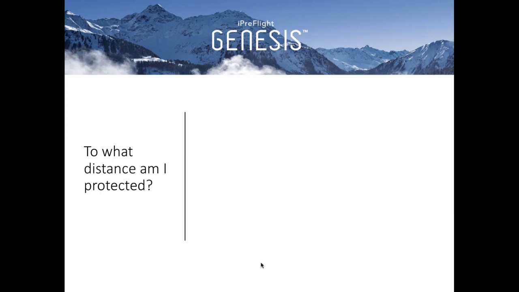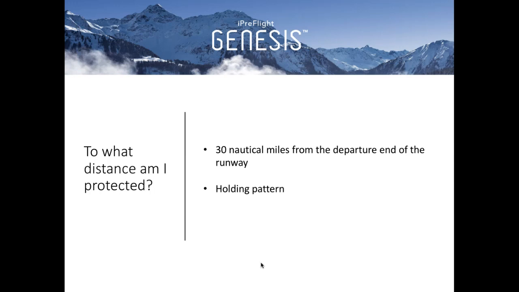The last question is probably the easiest question to answer, and that is, to what distance am I protected? For our straight out departures, and I should specify that for any procedure that does not include the DP designation, we are evaluating a straight out departure. So for all of those departures, as well as any procedure that does not end in a hold, we're providing obstacle clearance out to 30 nautical miles from the departure end of the runway. If it does end in a hold, obviously we are evaluating obstacles in the holding pattern.